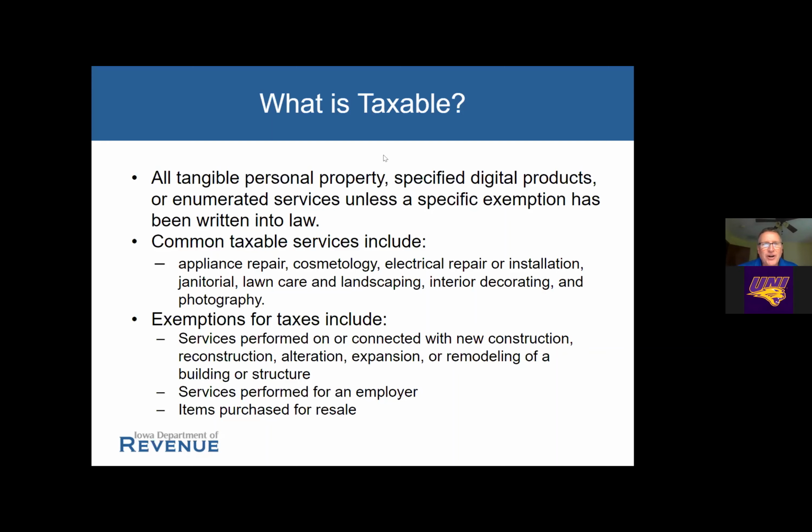Other examples here, services performed for an employer. This one's kind of a far-fetched one, but bear with me for an example. I am an employee of the state of Iowa, the Department of Revenue, and I'm a taxpayer service specialist, and I do things such as this webinar today. But let's say the boss calls me up and says, hey, Terry, we need you to get up here to Des Moines to the Hoover State Office Building. We want you to mow the lawn today. I'd be like, okay, sounds cool to me.